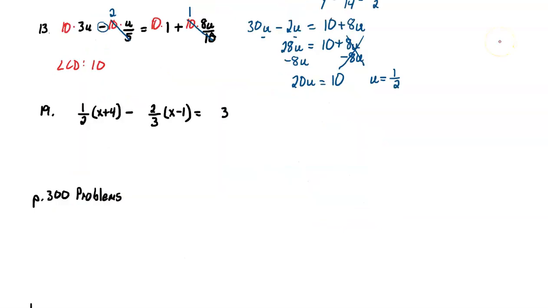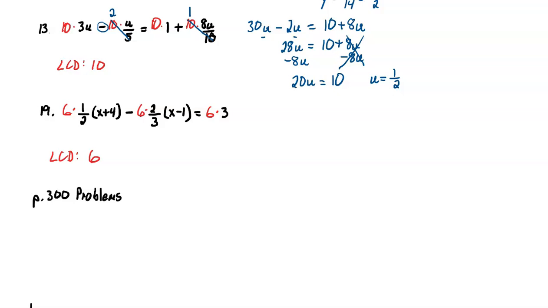Number 19. This is an equation to be solved, and there are fractions in the equation. So the technique is to figure out the LCD. One denominator is 2, the other denominator is 3, the LCD is 6. Multiply by 6, multiply by 6, and multiply by 6.